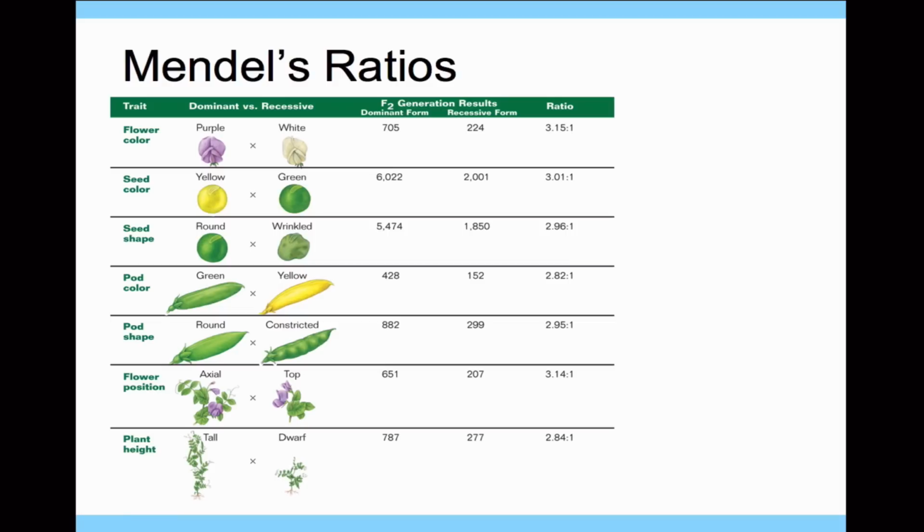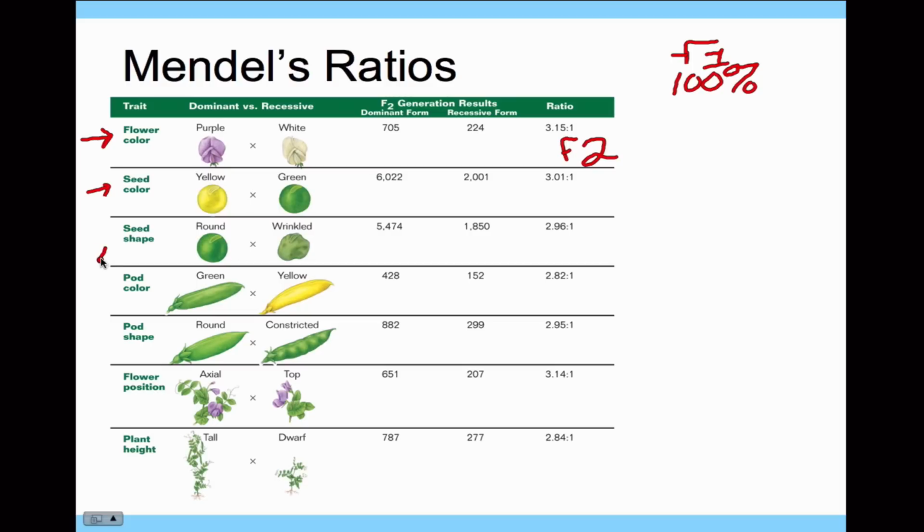And he did this experiment thousands of times. He did this with the flower color. All right? So he would take that original parent generation, cross the purple with the white. He would end up with 100% purple. But in the F2 generation, he would end up with that 3-to-1 ratio. He did this with seed color, the yellow to the green. Well, the first generation, the F1, he ended up with 100% yellow. And then when he crossed the F2, he ended up with the 3-to-1 ratio.